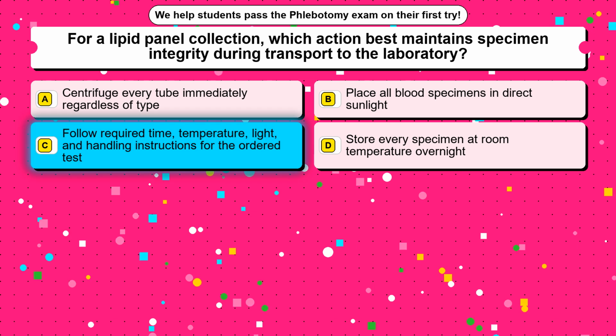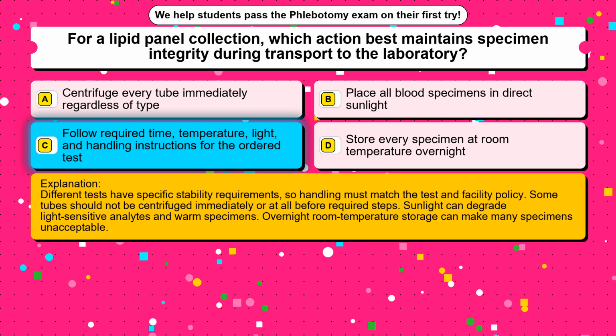The correct answer is option C. Follow required time, temperature, light, and handling instructions for the ordered test. Different tests have specific stability requirements, so handling must match the test and facility policy. Some tubes should not be centrifuged immediately or at all before required steps. Sunlight can degrade light-sensitive analytes and warm specimens. Overnight room temperature storage can make many specimens unacceptable.